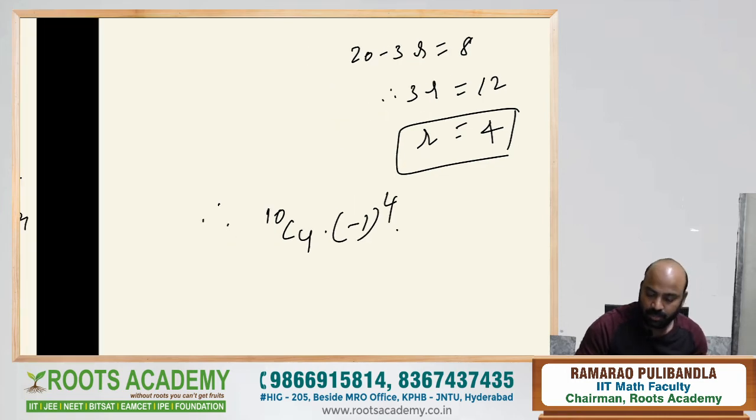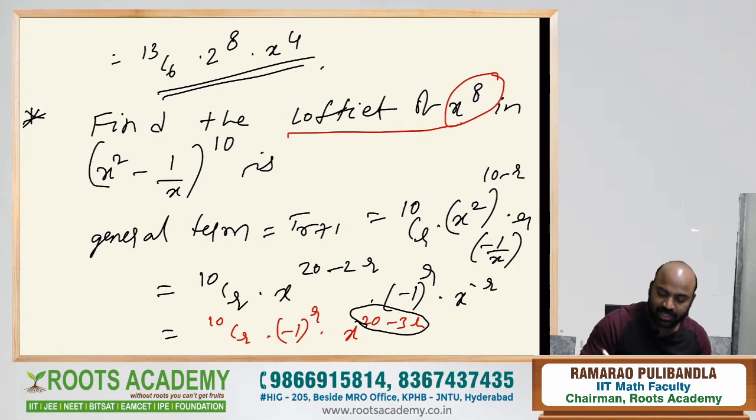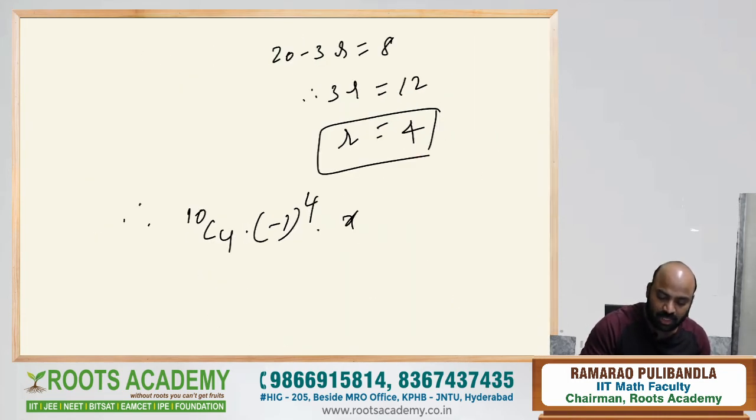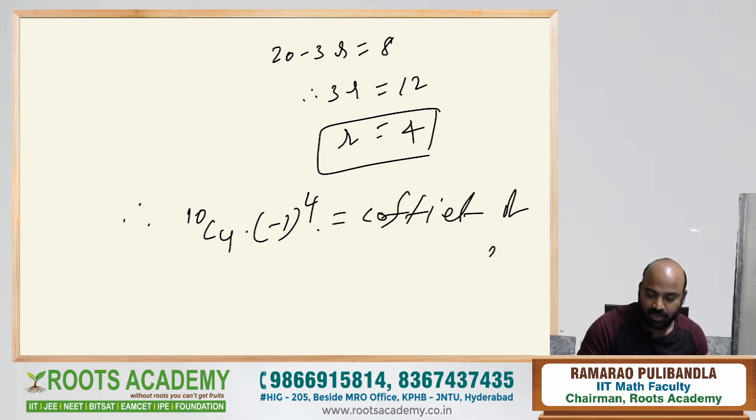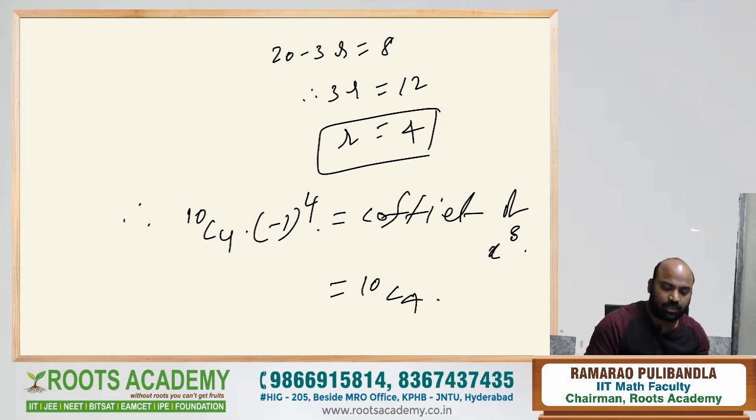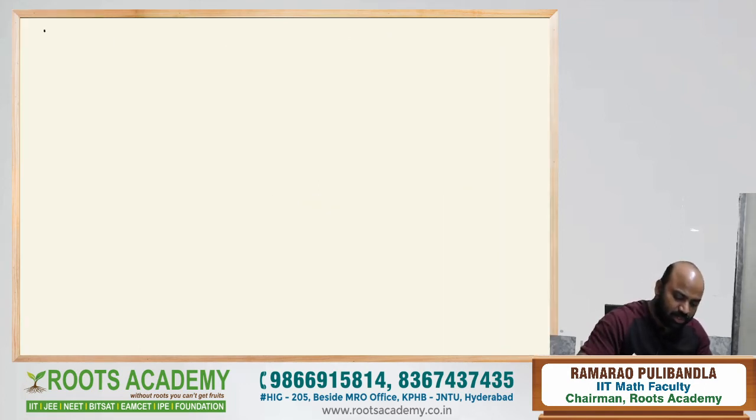But I don't want this x power 8, because we are already finding its coefficient. Therefore this is the coefficient of x power 8, and its value we can calculate now. Minus 1 whole power 4 is nothing but 1. So the answer is 10C4. That is the second question. On to the third question, students.